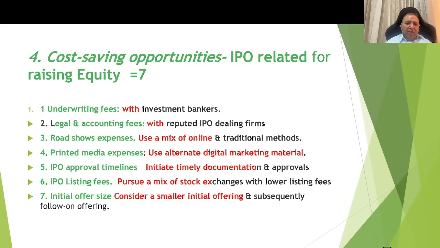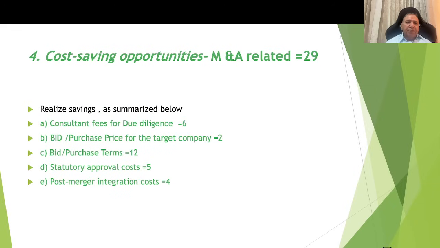IPO approval timelines, initiate timely documentation and approvals. IPO listing fees, pursue a mix of the stock exchanges with lower listing fees. And number seven, initial offer size, considering a smaller initial offering and subsequently a follow-on offering to reduce the initial expenses. M&A continuing, realize savings as summarized below.